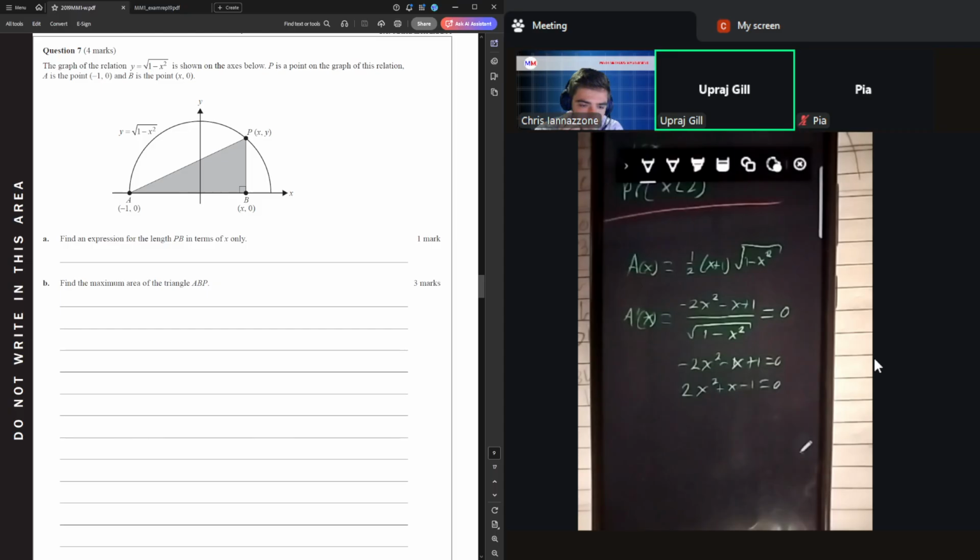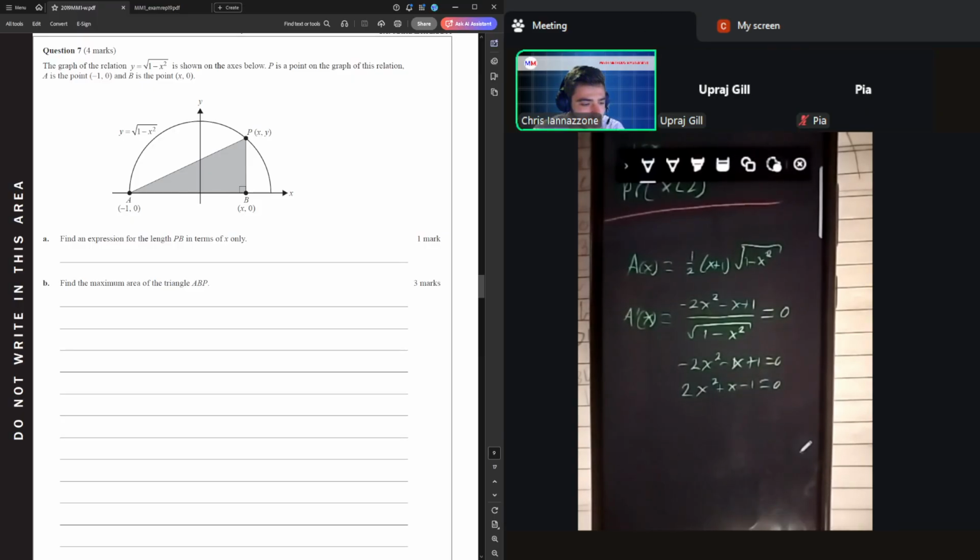Chris, do you get x equal to half and x equal to -1? Yep. Then we sub back in to the original equation to see which one gives us the higher value? I reckon you could figure it out without subbing in. Obviously, you'll need to sub at least one of them in because you need to get the maximum. But no, I think I can see which one it's going to be.